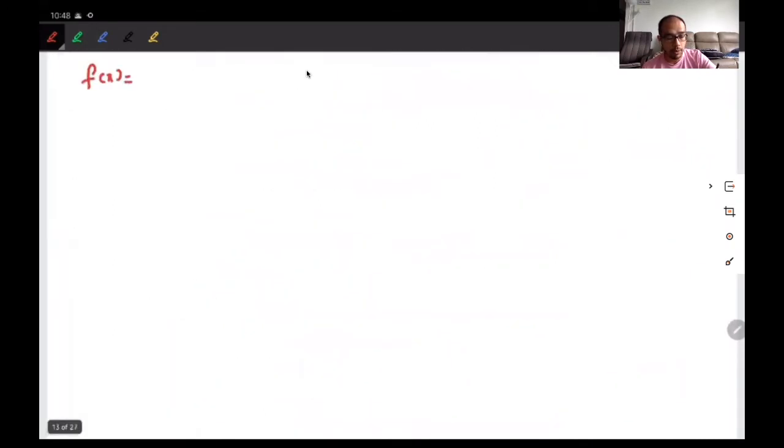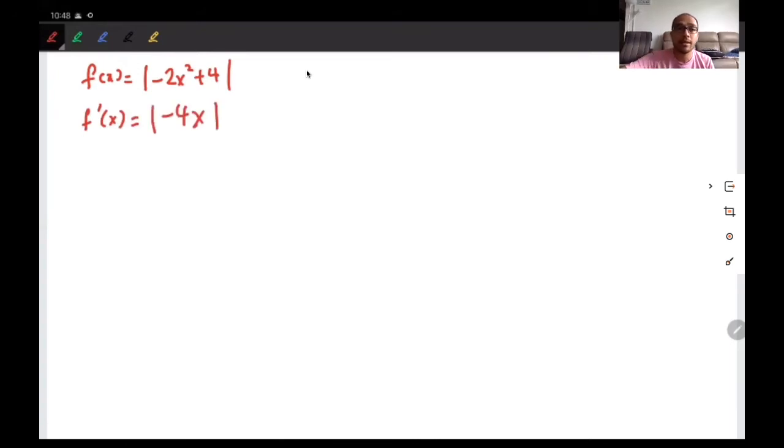f(x) equals modulus of negative 2x squared plus 4. So how do you differentiate? The same way you would differentiate anything else. Negative 4x. Done. Now you can put the modulus if you want. Oh yeah, you should put the modulus. Let me just double check. Yeah, you should put the modulus. So is there anything different? The only thing that is different is just the modulus. But is the step for differentiating the modulus any different? No, it's no different. You just continue to put the modulus there.